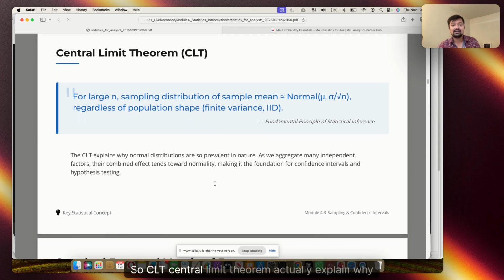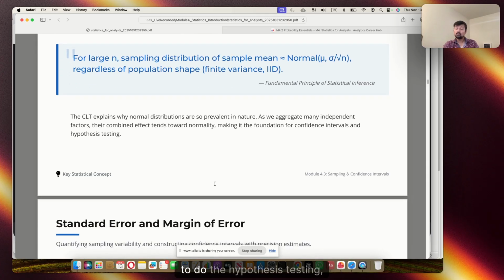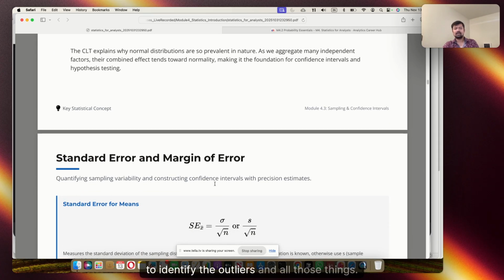The CLT, the central limit theorem, actually explains why normal distributions are so prevalent in nature. As we aggregate many independent factors, their combined effect tends towards normality, making it a foundation for confidence intervals and hypothesis testing. Normal distributions are generally centered around the mean, and they help us identify confidence intervals, which is a very important parameter for hypothesis testing and for identifying outliers.